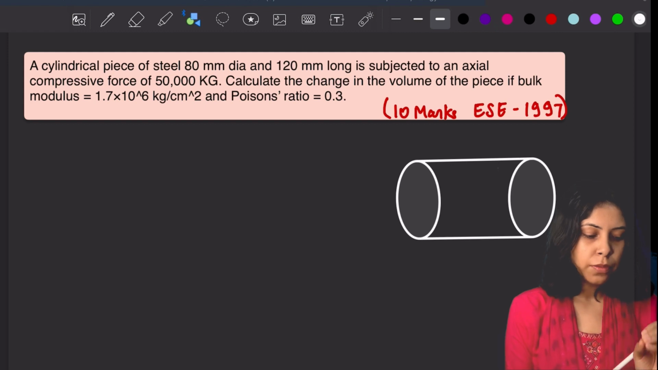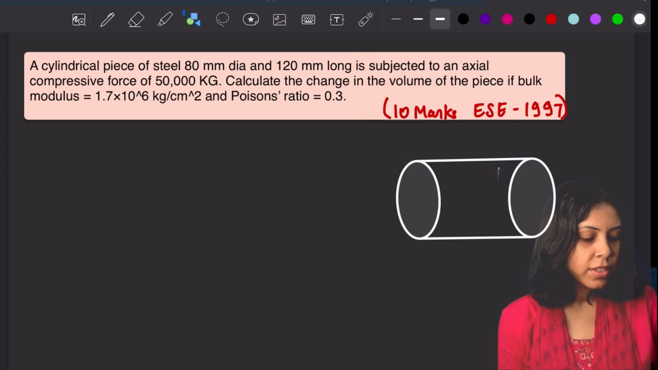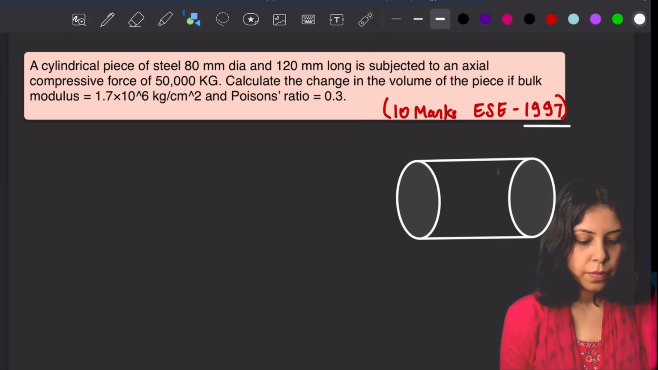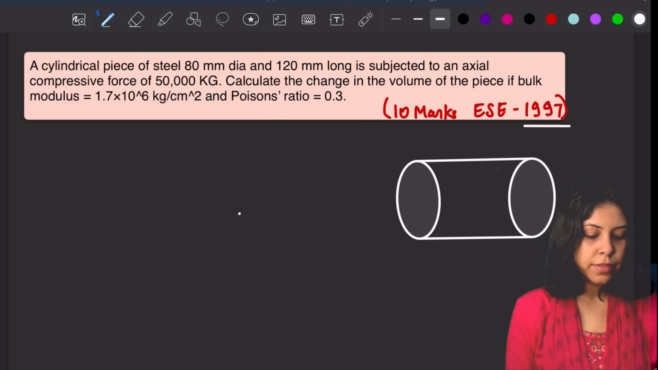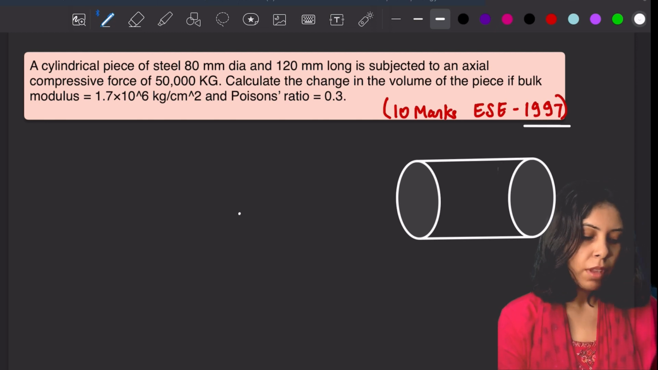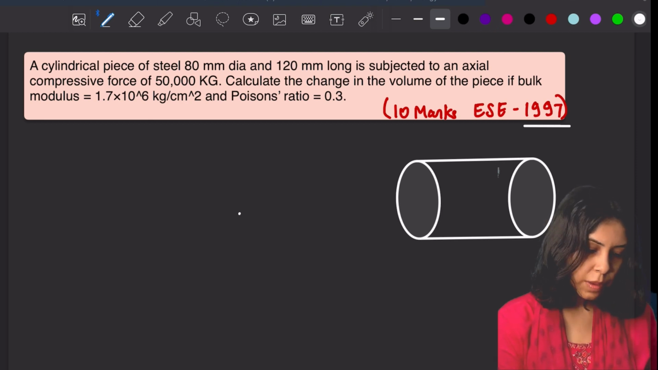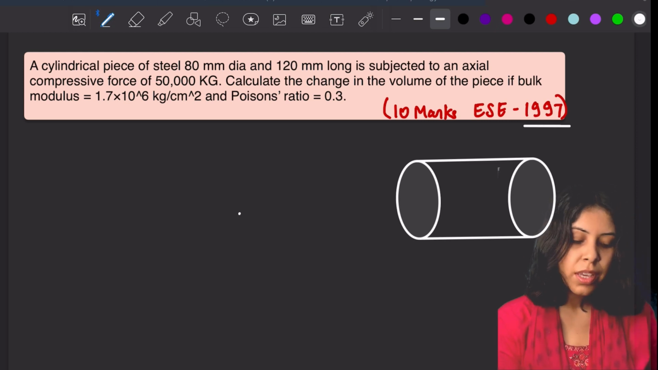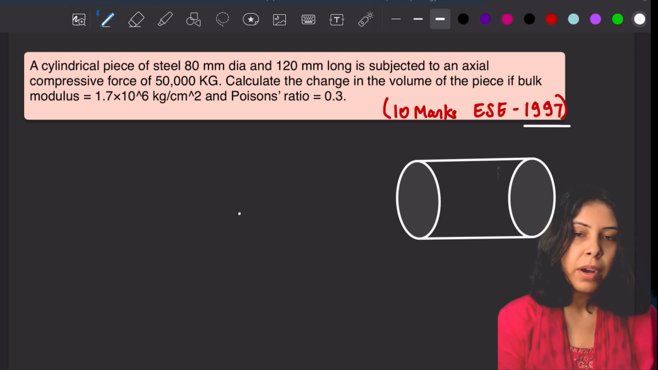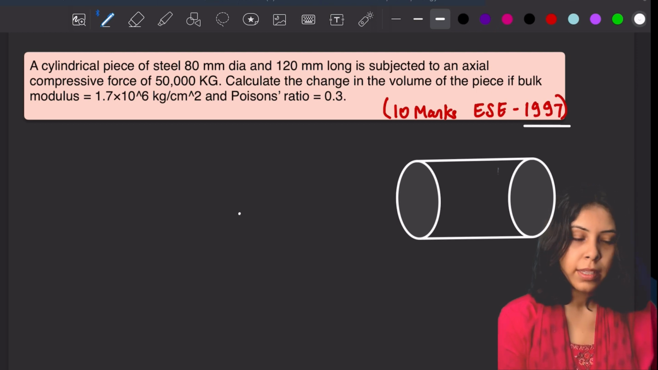In this video, we are going to discuss a question that came in ESE 1997 for 10 marks. The question is written like this: a cylindrical piece of steel 80 mm diameter and 120 mm long is subjected to an axial compressive force of 50,000 kg. Calculate the change in the volume of the piece if bulk modulus is equal to 1.7 into 10 to the power 6 kg per centimeter square and Poisson's ratio is 0.3.